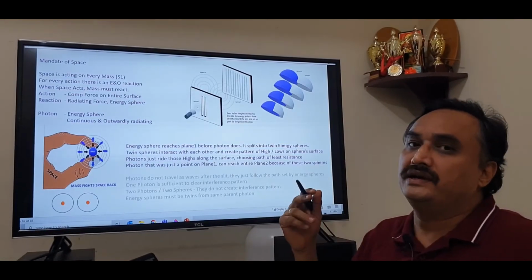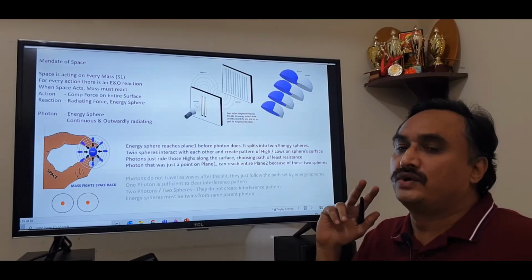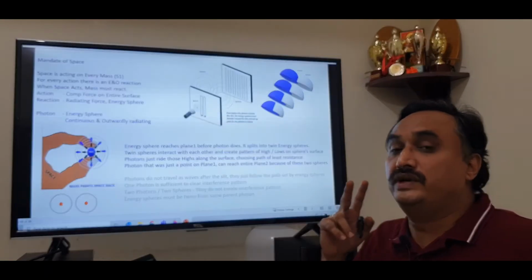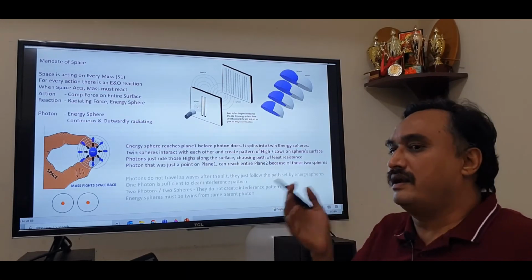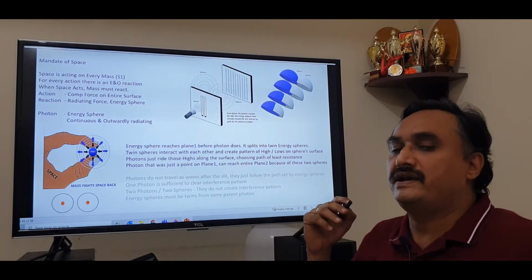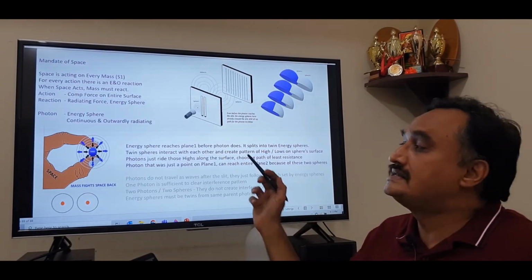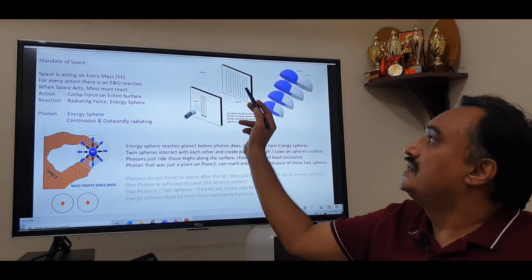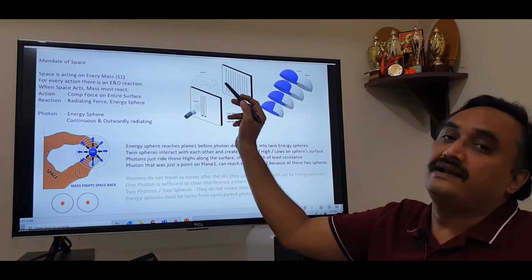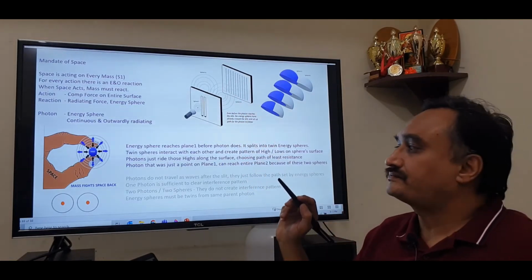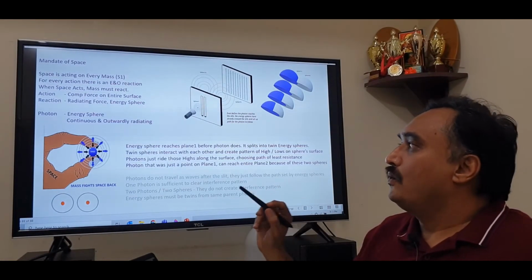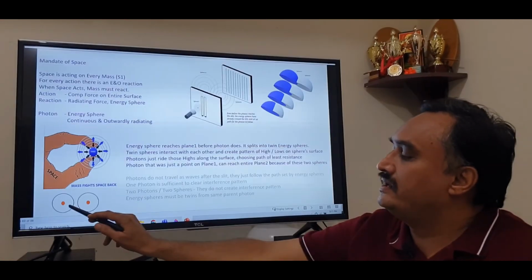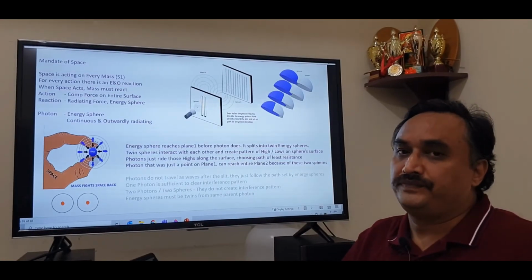If you remember, in the earlier case we had said that to create an interference pattern you need two photons, only then are they traveling as a wave, and then you can have an interference pattern. Here we can see that just one photon, thanks to Spacity and these energy spheres, can create an interference pattern. Now what happens when you have another photon?